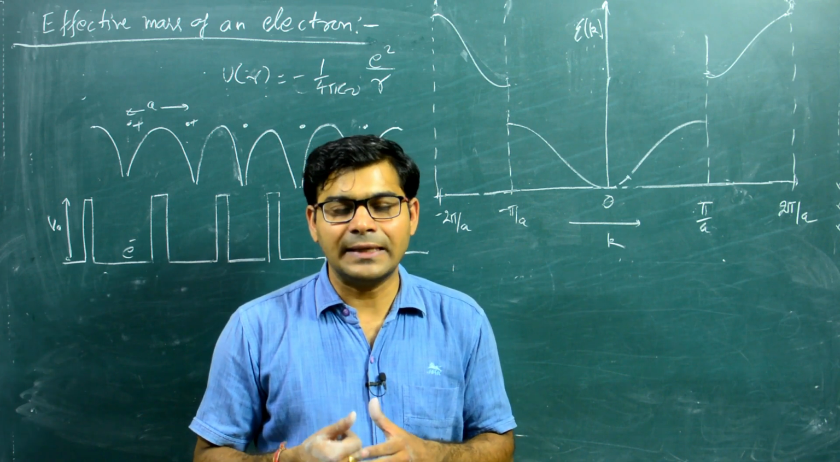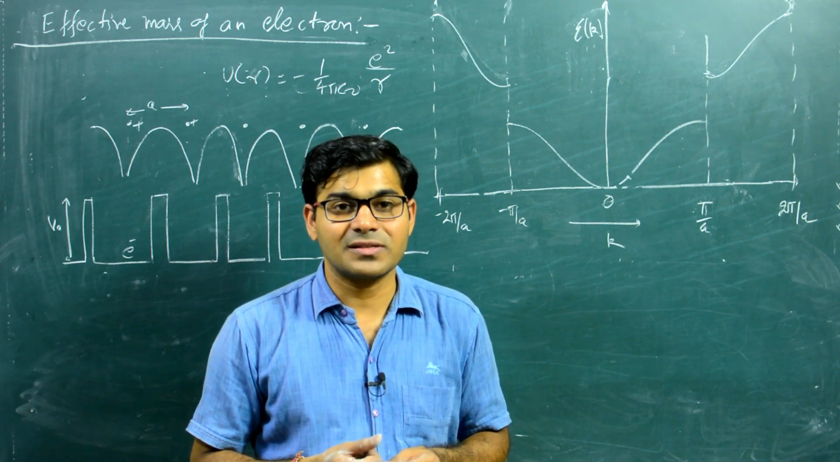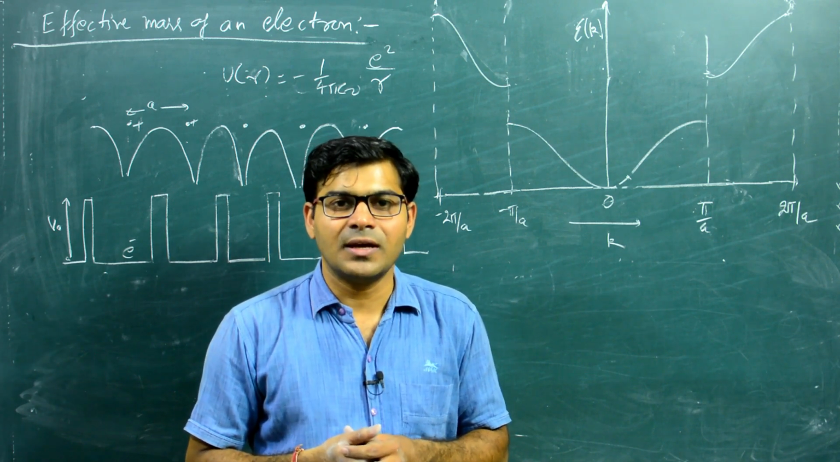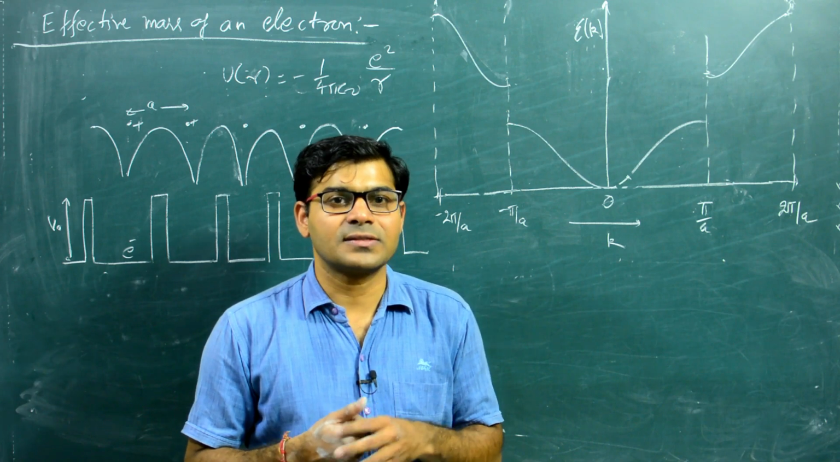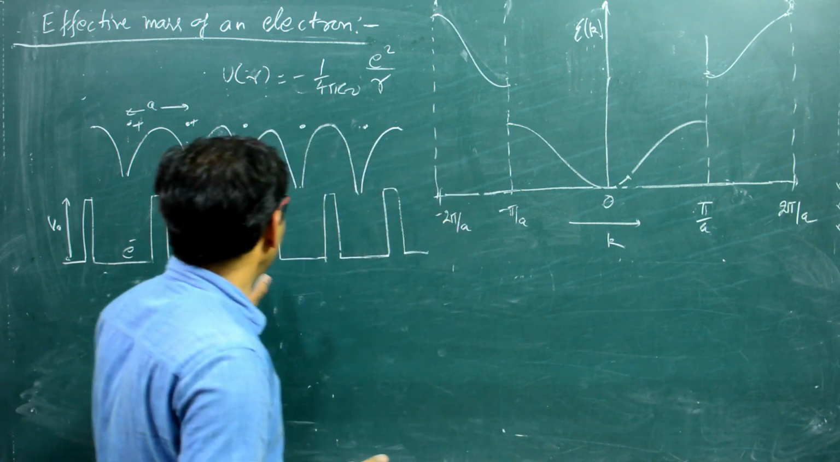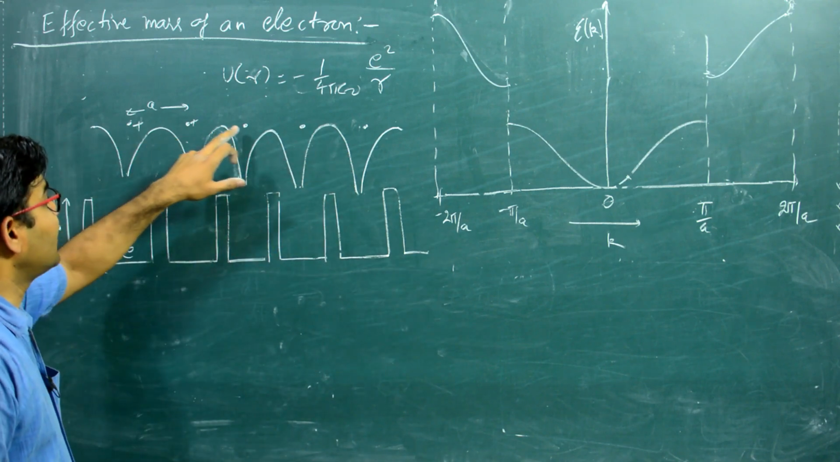So in this video, we will see how we define effective mass, what is the formula for effective mass, how it varies with the E and K relation, and what is the physical significance of negative effective mass and other things. So here I have drawn a very simple model of a one-dimensional periodic lattice.